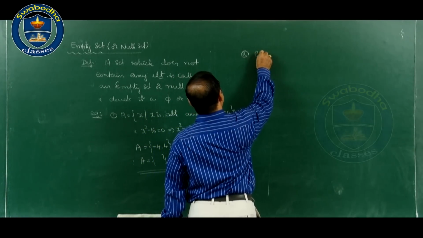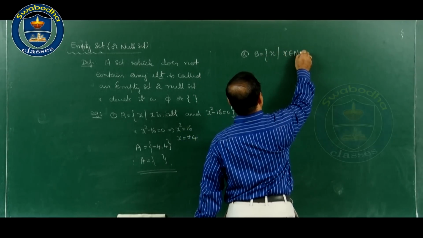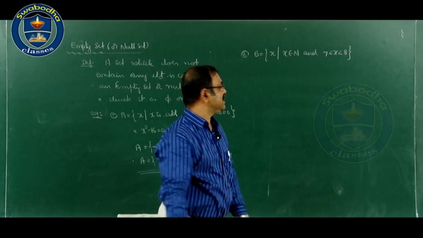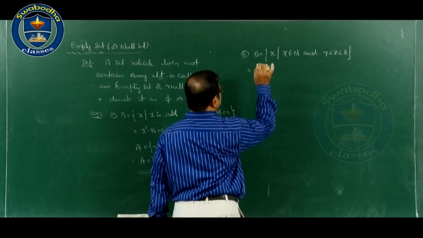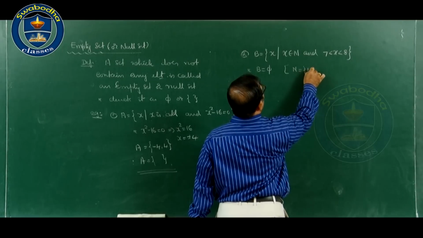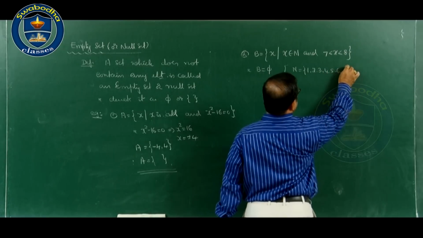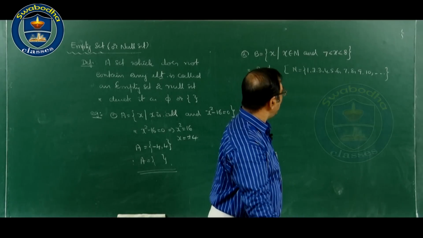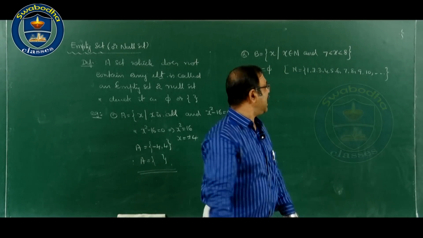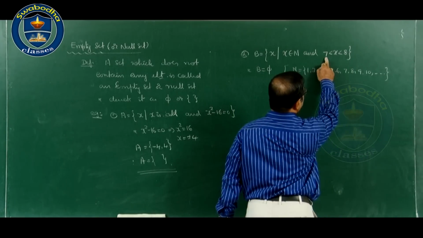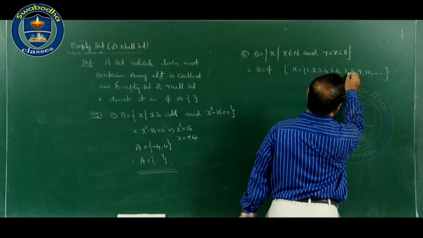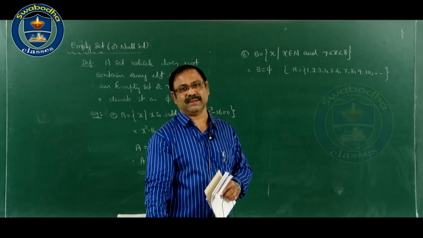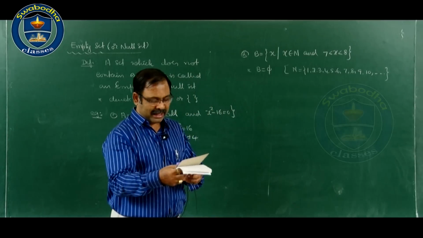Now B, the set of all x such that x belongs to N and x is less than 8, greater than 7. Even this B is a null set. Why? See, what are natural numbers? 1, 2, 3, 4, 5, 6, 7, 8, 9, 10, etc. The set is given as all those x which are strictly greater than 7 and less than 8. Between them there are no elements, because in the natural number set there is no element between 7 and 8. Therefore this is a null set.